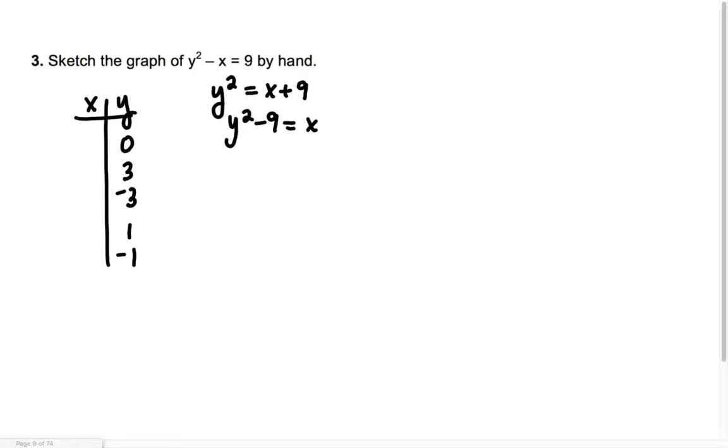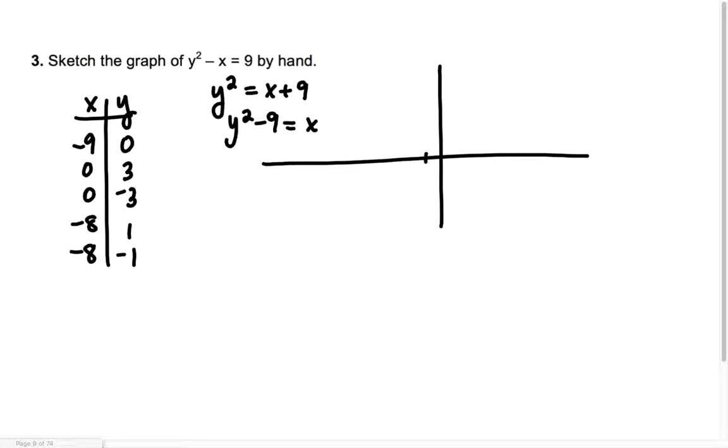Did you guys see that? So if I plug in 0 for y, I get negative 9. If I plug in 3 and negative 3, I get 0. That's kind of why I picked those. If I plug in 1 and negative 1, what do I get? Negative 8. So I get the points negative 9, 0; 0, 3; 0, negative 3; negative 8, 1; and negative 8, negative 1.